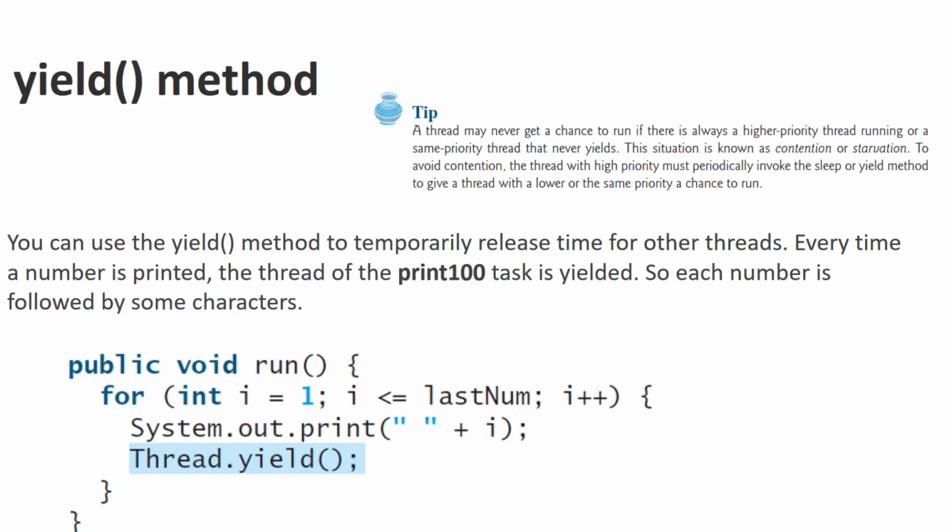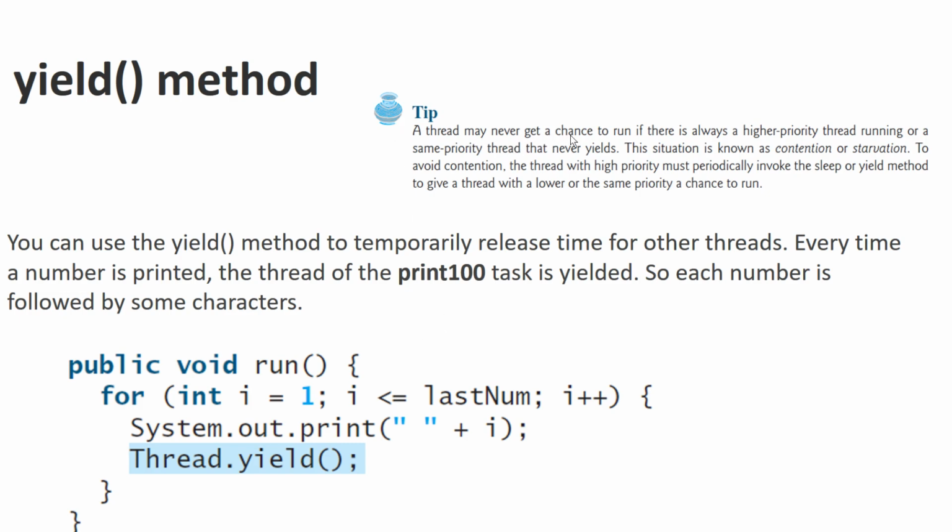Okay, the yield method. What does the yield method do? I have here an example of all these methods listed here, and I want to just go through them. Basically, the yield method temporarily releases time for other threads. So every time a number is printed, in this case here, the thread of the print 100 task is yielded. This appears in the print 100 task run method, so each number is followed by some characters. So you print a number and then you yield, and like that it goes on.